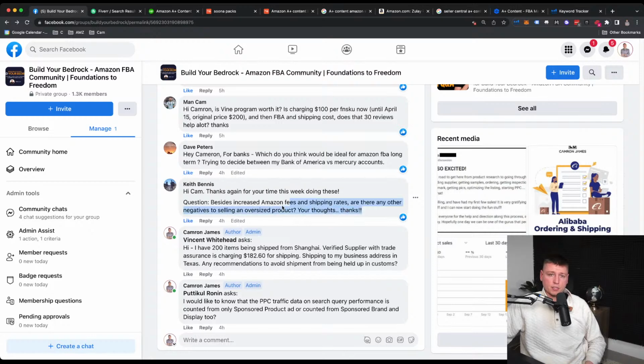Question, besides increased Amazon fees and shipping rates, are there any other negatives to selling an oversized product? Your thoughts? Yeah, you're usually going to pay a lot more for the actual product, right? Because it's going to be bigger. It's going to probably do bigger, better things since it is bigger. So you're paying a little bit more for the product there. So your first order is going to be a lot more expensive.